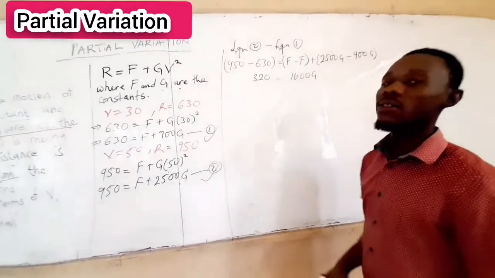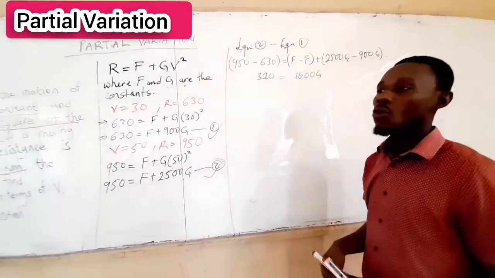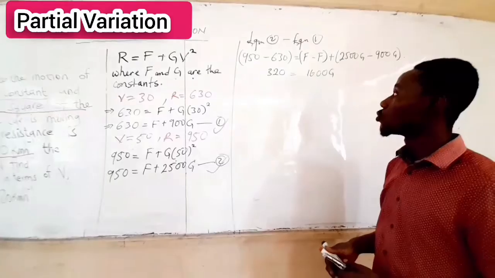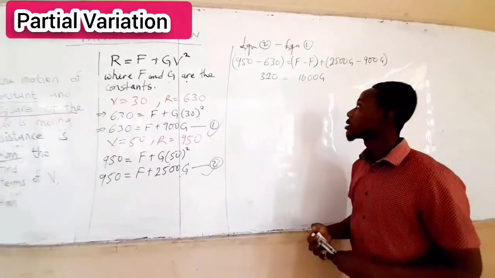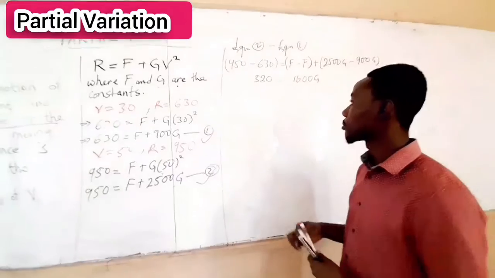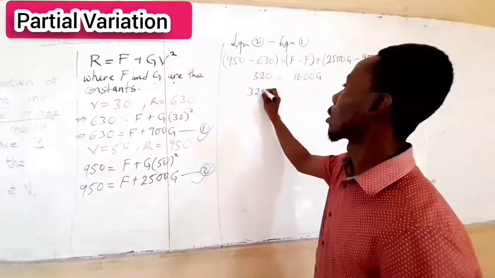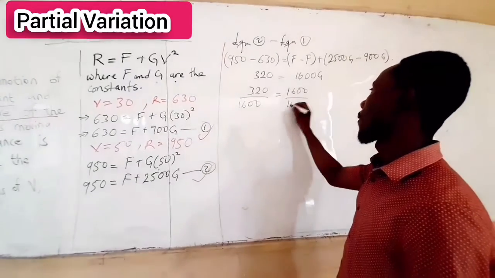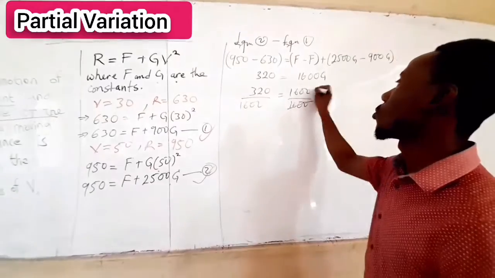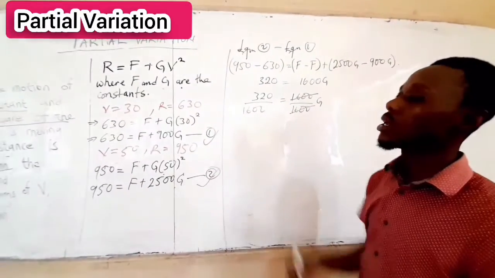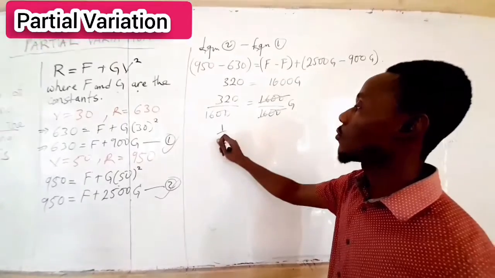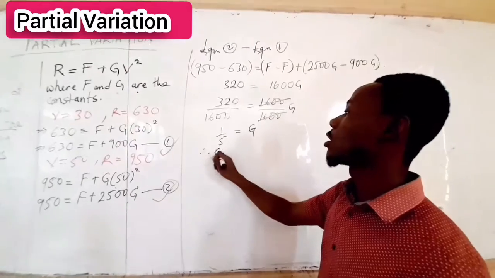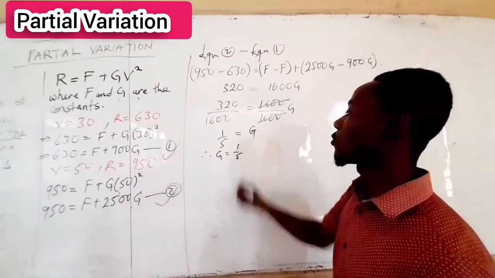So we have 1600 G. We want the G. So what do we do? We divide both sides by 1600. This will divide that, and when we also divide this, you will get 1 out of 5, then G. So our G is equal to 1 out of 5.